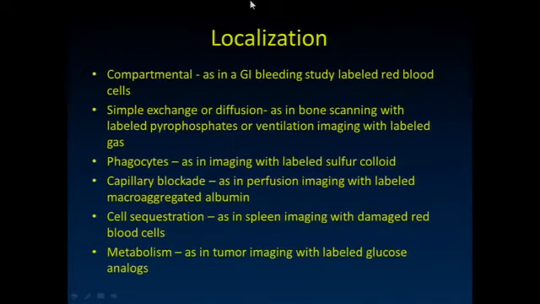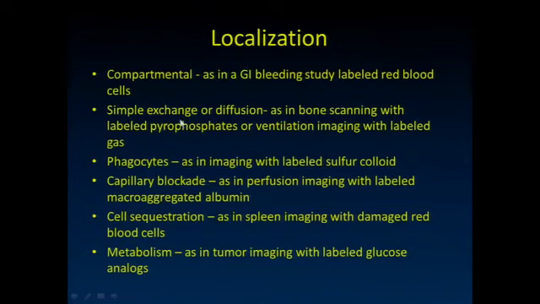The localization of those radiopharmaceuticals, well, there are many different ones that we have, and I just jotted down some of those, right? Sometimes we're looking at compartmental localization, like in a GI bleeding study, where we're just going to label red blood cells and see whether they stay in the bloodstream as opposed to dumping into the gastrointestinal tract.